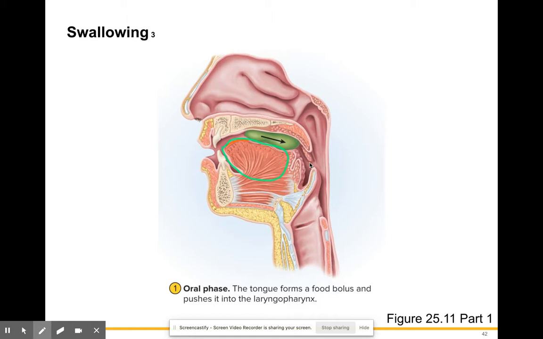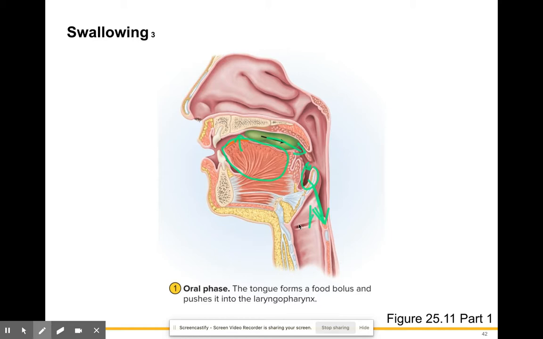This is the epiglottis. Okay, when food is going to be swallowed, the tongue pushes up, pushes all that food up. That upward motion causes this ball of food to be made. That ball of food goes into the oropharynx right here. And then once that food hits the epiglottis, it is going to fold downwards in this direction to close this passageway off.